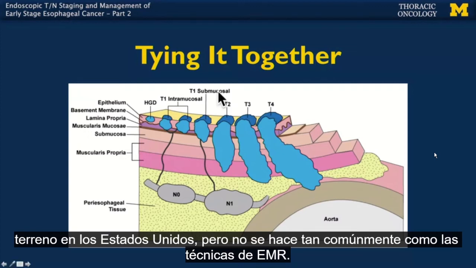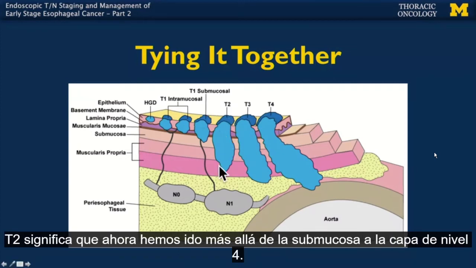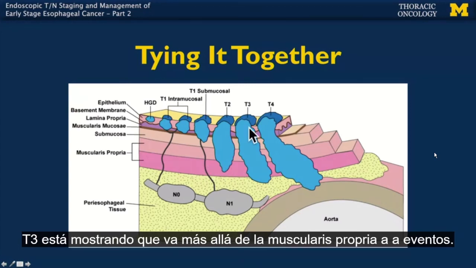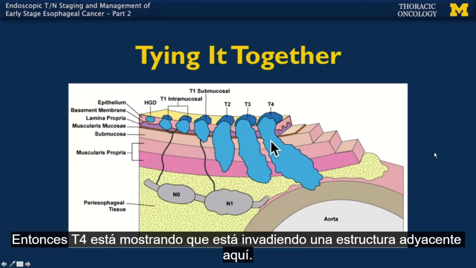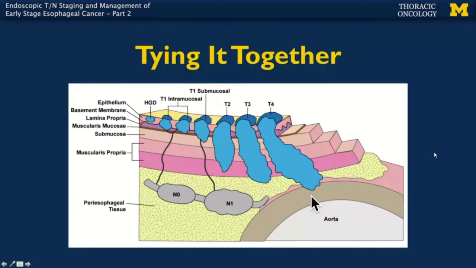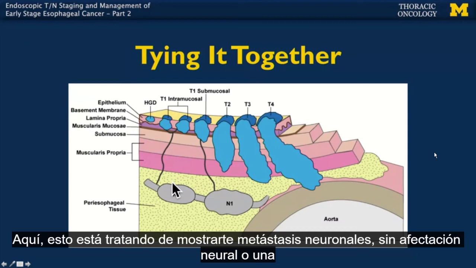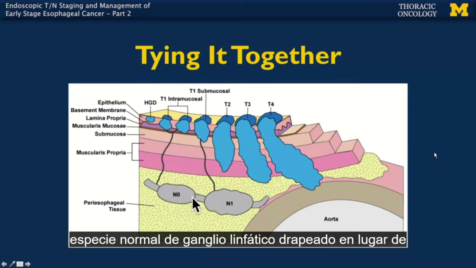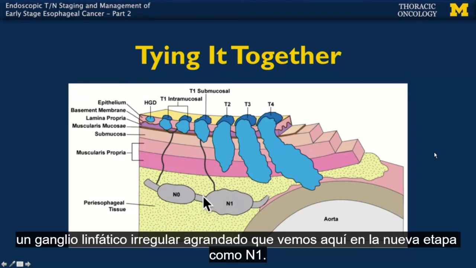T2 means that we've now gone beyond submucosa into level 4. T3 is showing that it's going beyond the muscularis propria into adventitia, and then T4 is showing that it's invading an adjacent structure. Here it's the aorta, so theoretically it would be T4B. Here they're just trying to show you nodal metastasis: no nodal involvement, a normal, happy-looking sort of draping lymph node, as opposed to an enlarged, irregular lymph node that we see here, and then they've staged that as N1.